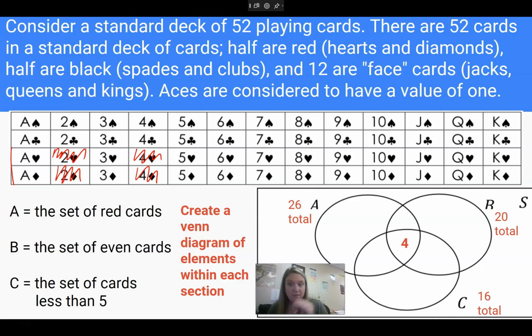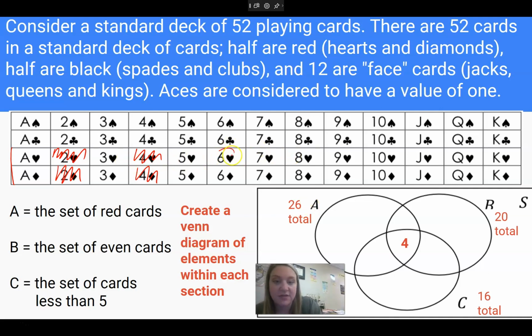Okay. Once I use them, I do cross them out because I can't use those 4 cards again. They're already being represented in the middle. Okay. Next, which way are we going to go? We're going to go up. Okay. So I'm going to go above the middle. Now I'm going to be looking at what do I have left that are red cards and they are even cards. Okay, red and even.